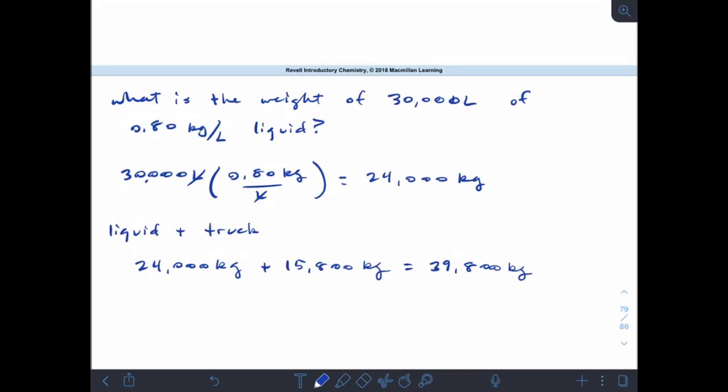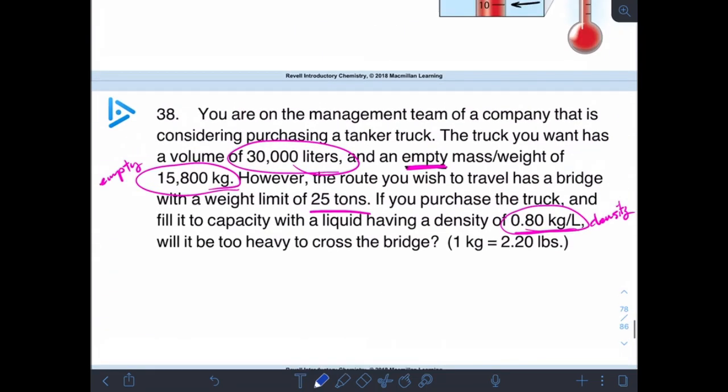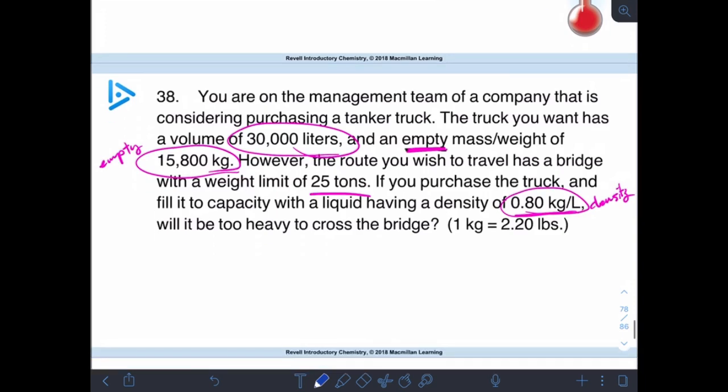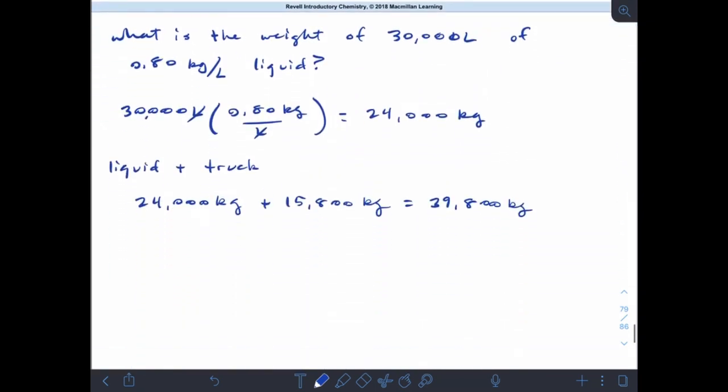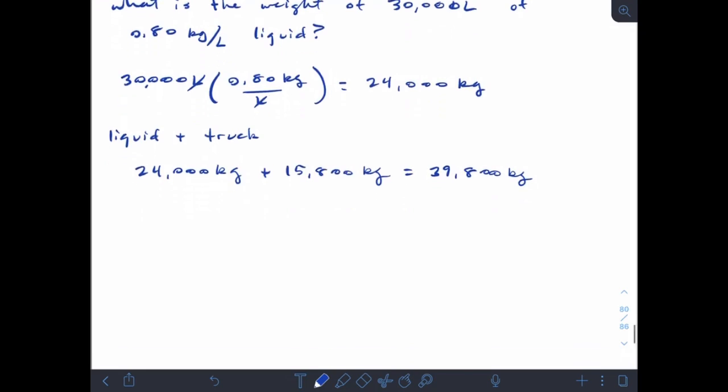Now, here's the other tricky part. Let's come back to our question here. The max weight of the bridge is in tons, not kilograms. So we need to make our units match. So let's convert the truck to pounds, and then pounds to kilograms. We have 25 tons as the weight limit of our bridge.